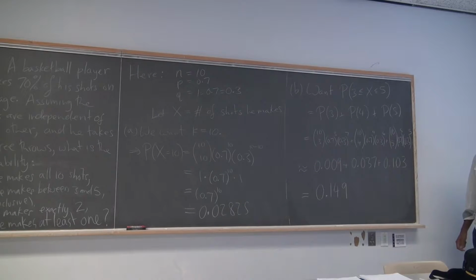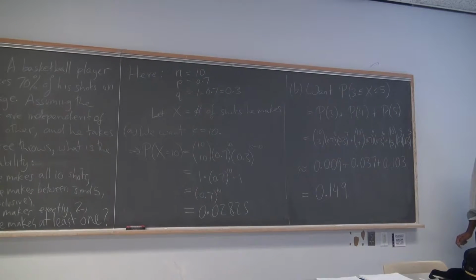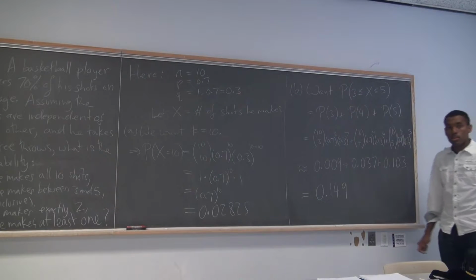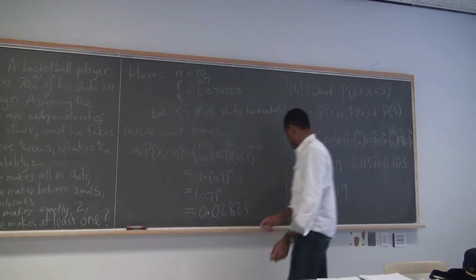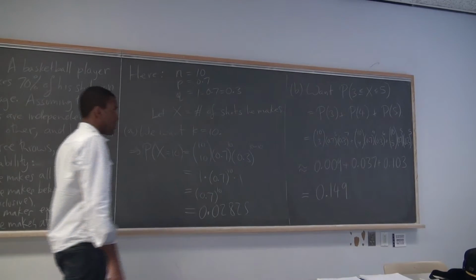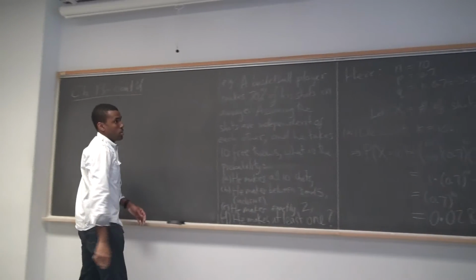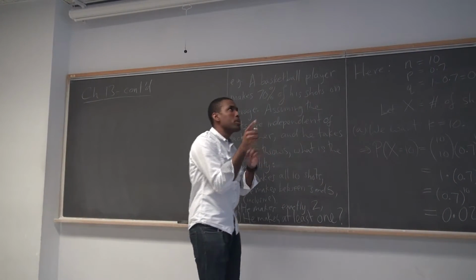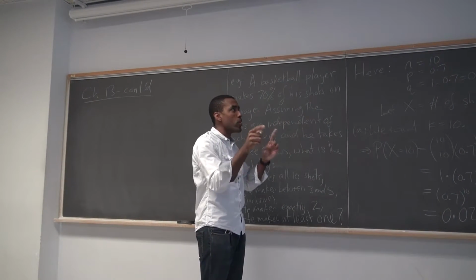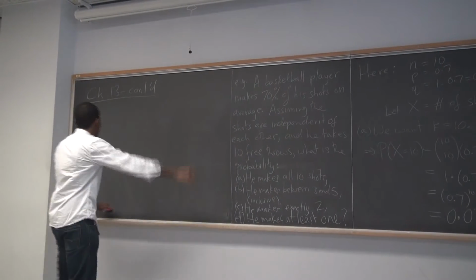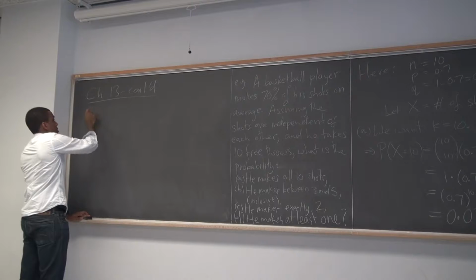So the chances of him making between 3 and 5 shots is actually a little better. It has about a 15% chance. And this saves us from counting, well, how many ways can you make only 3? And then only 4, and then only 5, and then you add them all up together. You'd be there forever.